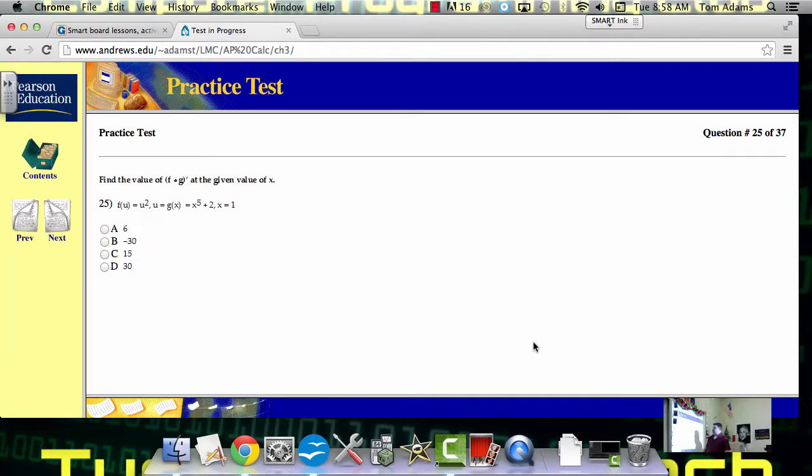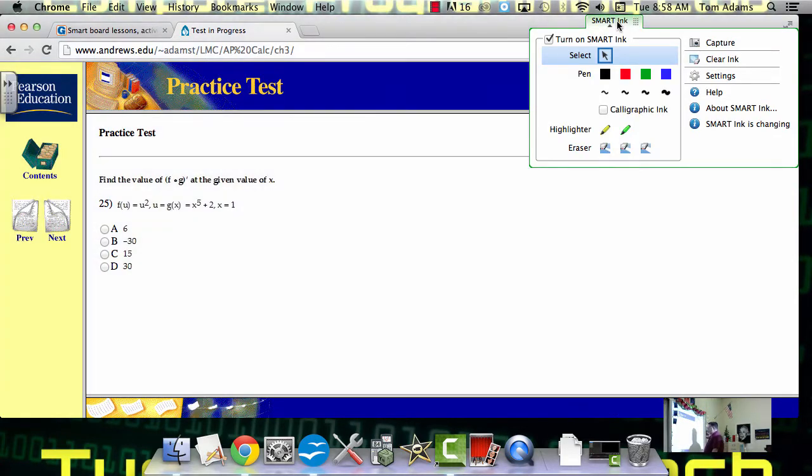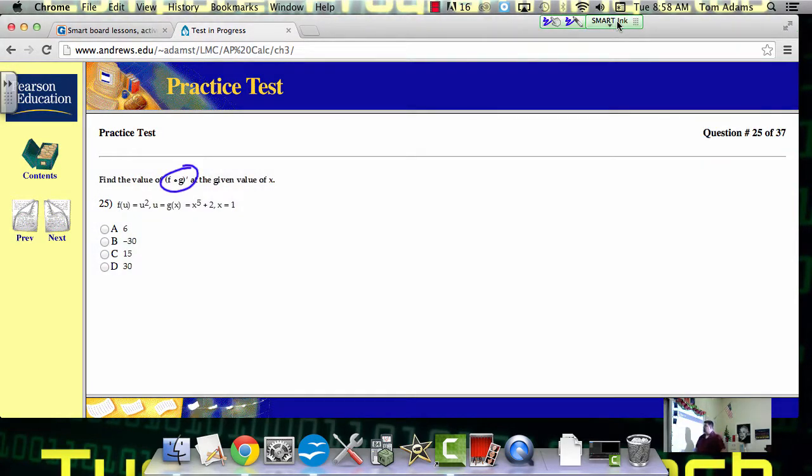All right, so what they want us to do, guys, is find the derivative of this composite function, f of g. They gave us f of u is u squared, and u is equal to g of x. So basically, f of u equals u squared, and u equals g of x.